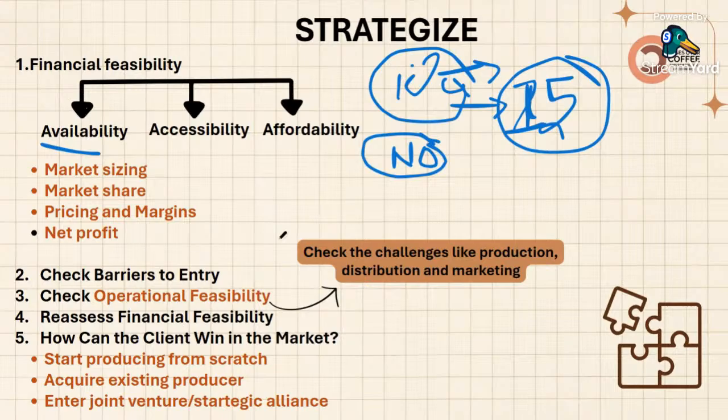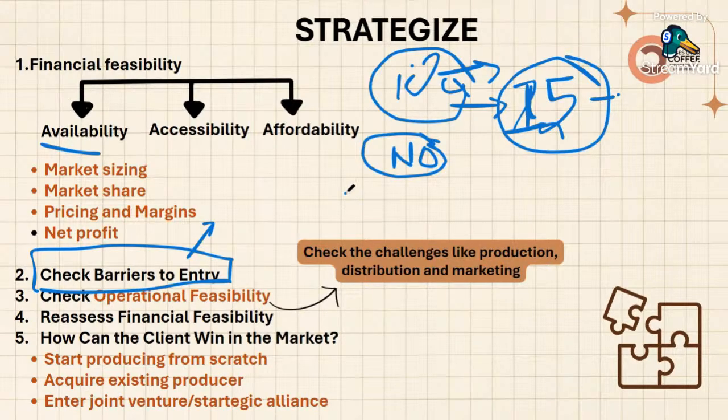Now after that, you need to check for the barriers to entry. In this step, you need to understand what the different barriers were, and then you deduct accordingly. That 15 was too much, so based on the barriers I'll be deducting from this.